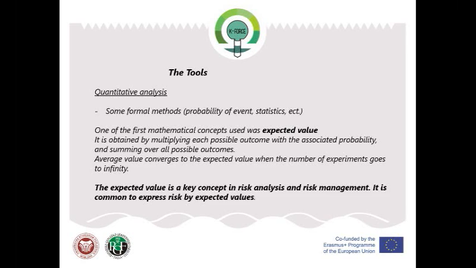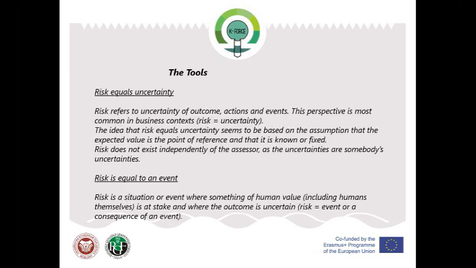But it is impossible to restrict the risk evaluation to simple comparison between numbers. Uncertainties behind the probabilities need to be taken into account. The perspective risk equals uncertainty is the most common in business context. Risk refers to uncertainty of outcome, actions and events. The idea that risk equals uncertainty seems to be based on assumptions that the expected value is the point of reference and that it is known and fixed. Risk does not exist independently of the assessor, and the uncertainties are somebody's uncertainties.